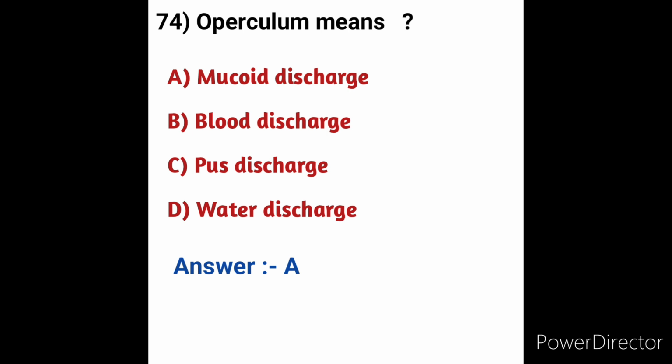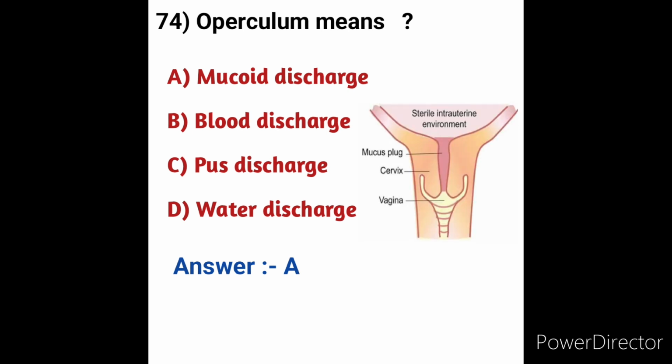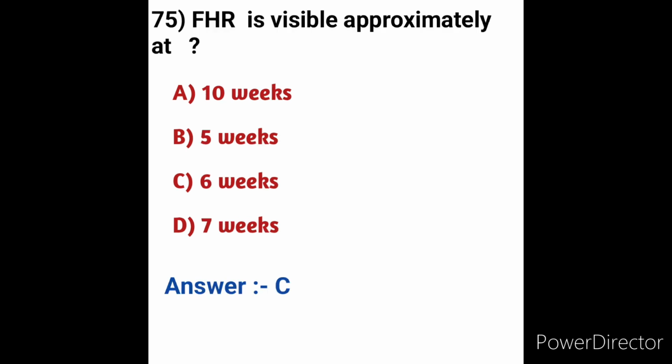The enlarged mucous glands of the cervix during pregnancy secrete a mucus which forms a plug, called the operculum. Here in this picture we can see the mucus plug in the uterus, cervix, vagina. The upper portion is the cervix, and there the mucus plug is formed. The mucus plug is called the operculum. Here option A, mucoid discharge, is called the operculum. Next move on to question number 75.